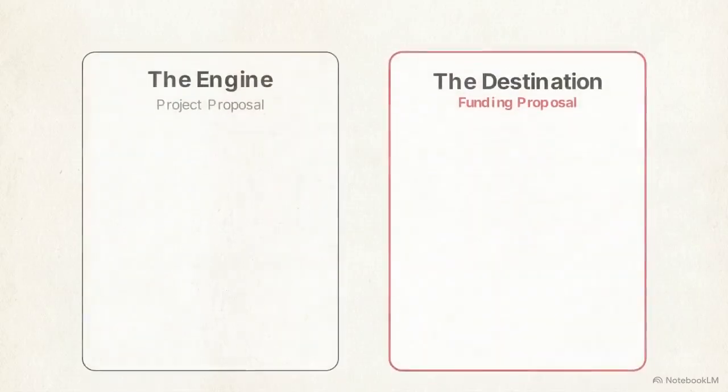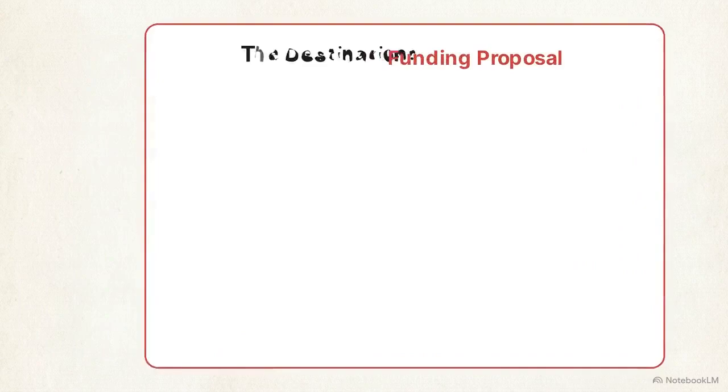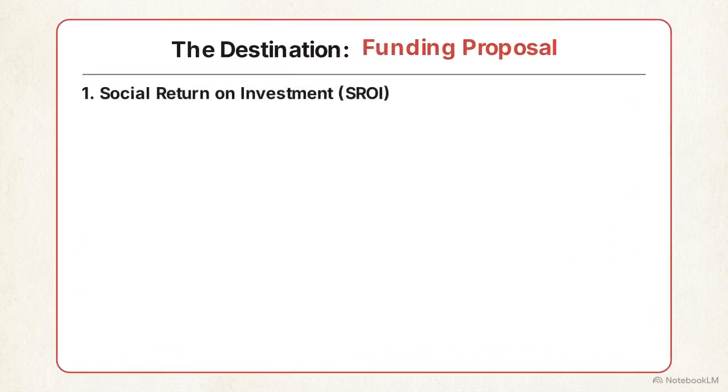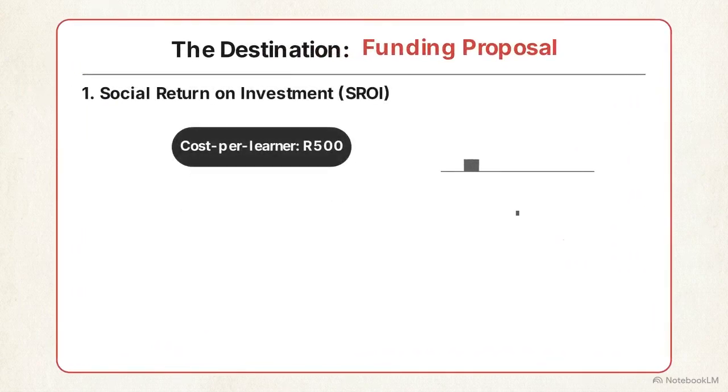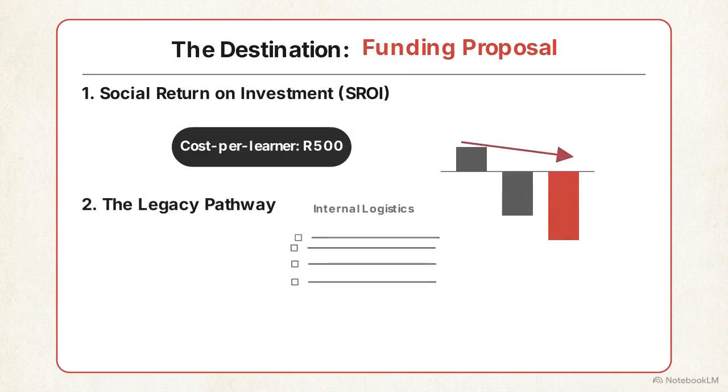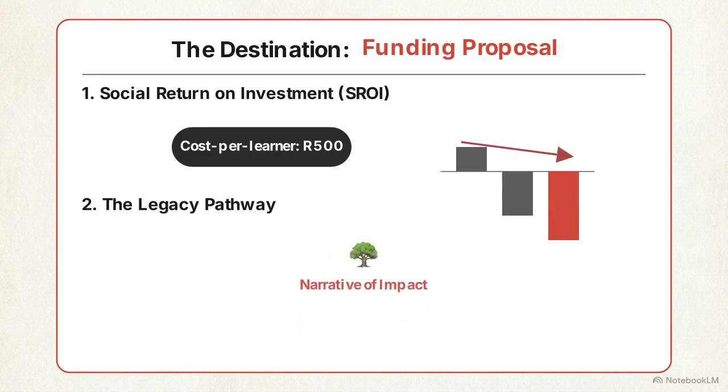Returning to our matrix, the focus for the funding proposal shifts to social return on investment. By framing your budget as a specific cost per learner metric, you clearly quantify the direct value of the donor's capital. You replace the dry logistical lists of workshops with a legacy pathway. This provides a narrative that shows exactly how a single intervention translates into long-term community stewardship.